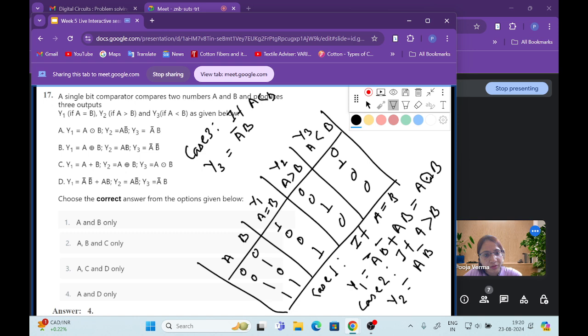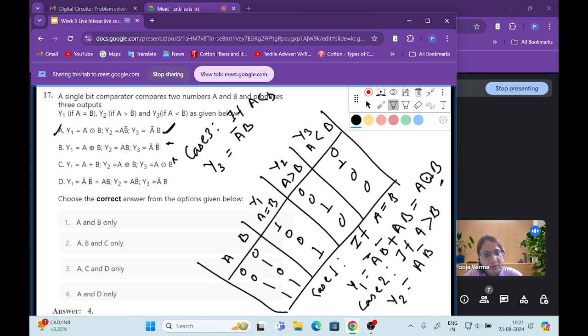So let's check which option will be correct. First one: y1 is A XNOR B, y2 is A B dash and y3 is A dash B. So this means that is correct. Option A is correct. Next one is wrong because this one is A XOR B, so we didn't get A XOR B. Now the next one is also y1 is A plus B, but we have got A XNOR B, so this one is also not correct.